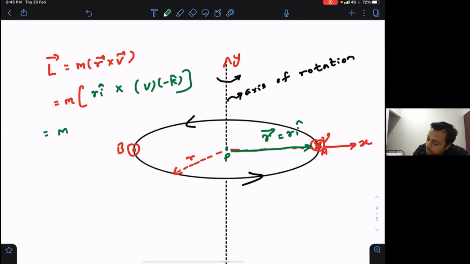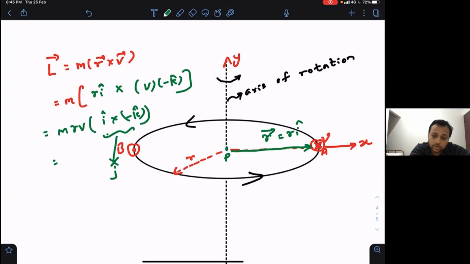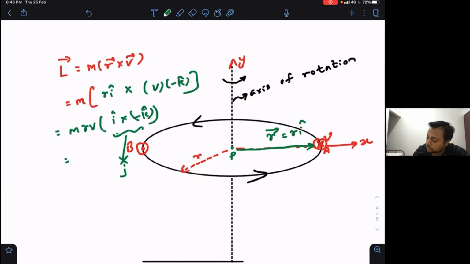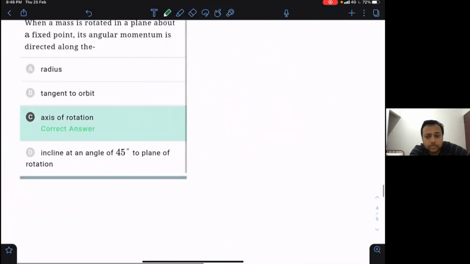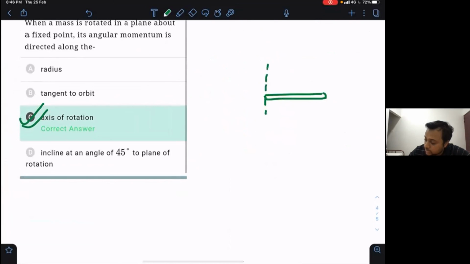So this becomes m r v, and i cross minus k is actually j. So this angular momentum is directed along j, and along j means along the axis of rotation. So with respect to the center of the circular motion, the particle's angular momentum is directed along the axis of rotation. So the answer is C. Even if you don't take a particle and take the pure rotation of any rigid body, for example a rod rotated about this axis, then angular momentum will be along the axis only.